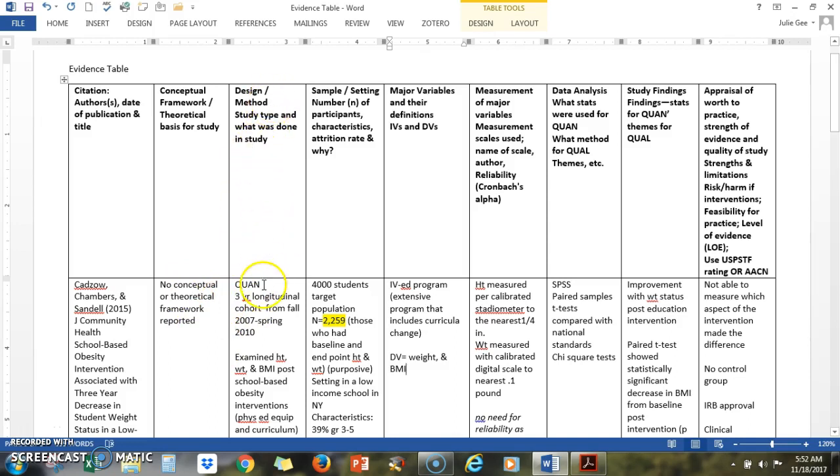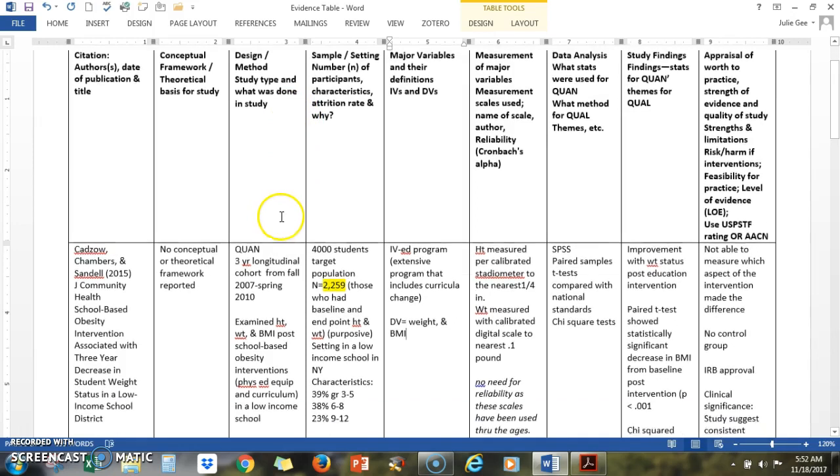So I already mentioned the design was a quantitative three-year longitudinal cohort from fall of 2007 to the spring of 2010, and that is the spring and fall are actually mentioned in the article somewhere. That's where I pulled it over. So the study type, okay, that tells us what we did and what was done in the study.